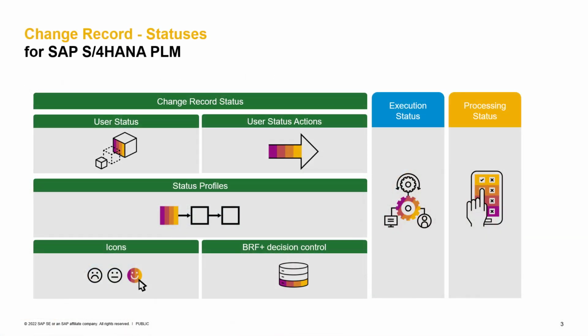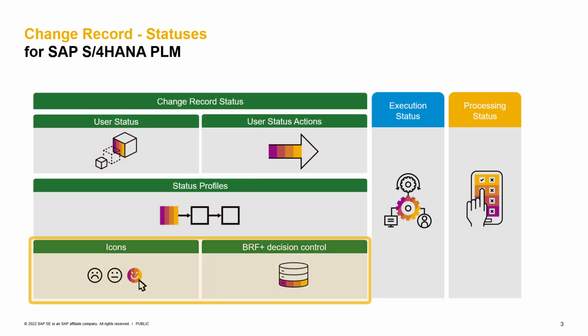In general, we are using three different kinds of statuses in our change record application: the change record status, the execution status, and the processing status. The change record status mainly consists of the different user statuses and user status actions. These two topics, status and status actions, come together in a status profile. What this is about, I will explain in more detail in the next slide.